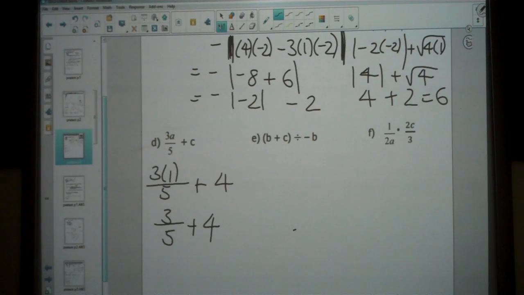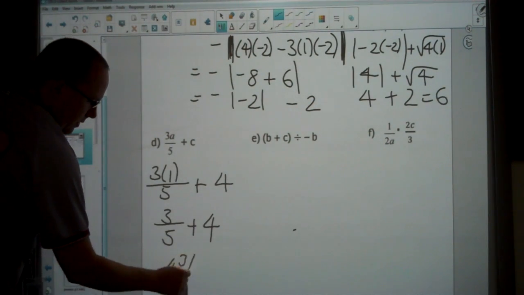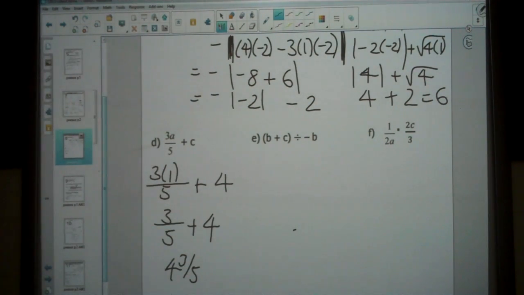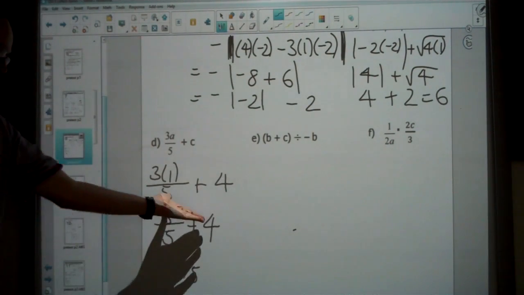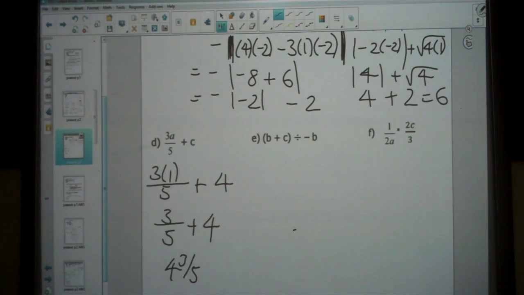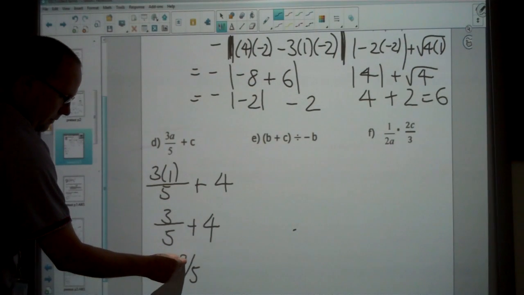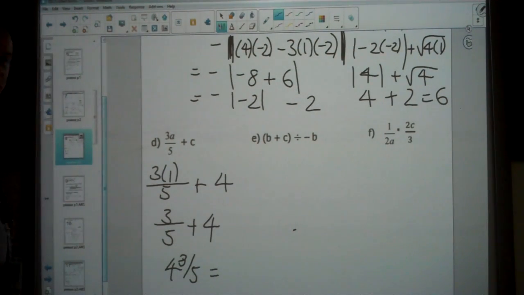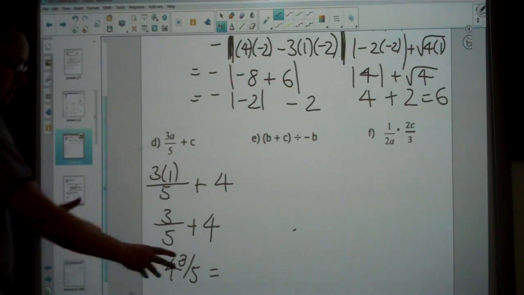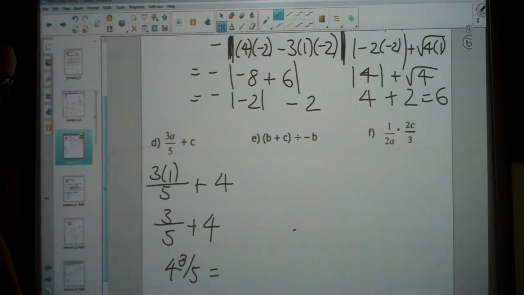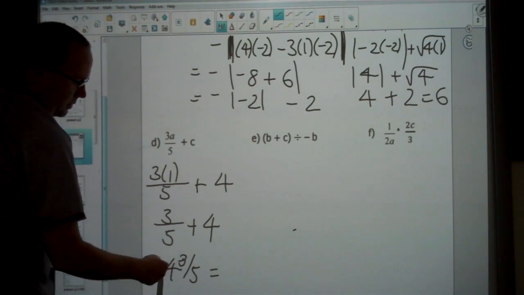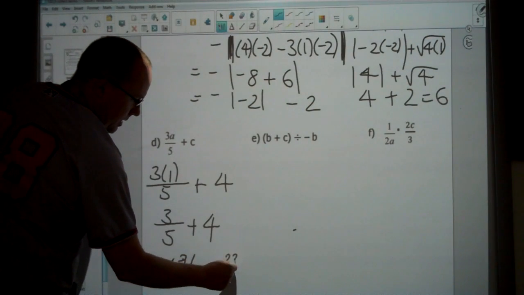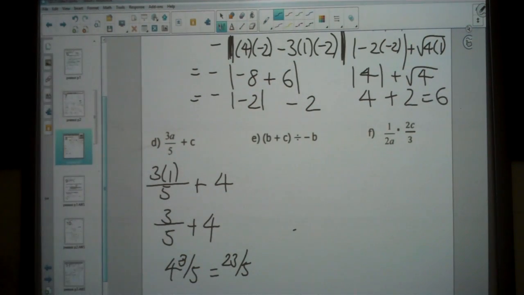So 3/5 add 4 is just going to be 4 3/5. You can change 3/5 to a decimal if you like. 3 divided by 5 is 0.6, add 4 is 4.6. So either of those answers would be perfectly correct. You could also change this from a mixed number into an improper fraction if you wish. And how you do that is 5 times 4 is 20, add on the 3 is 23. So 23 over 5 is another acceptable answer.